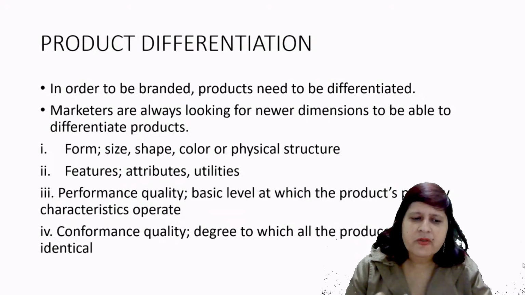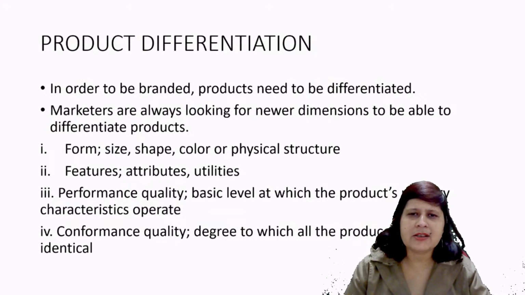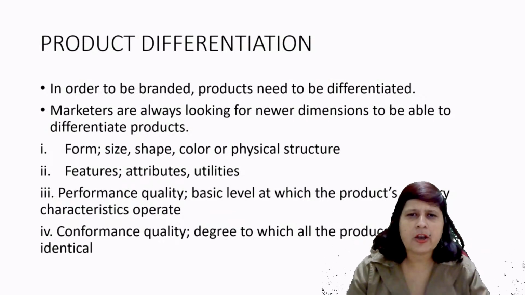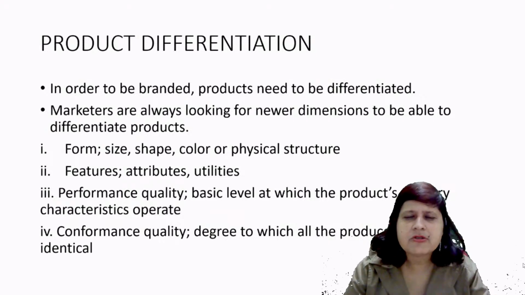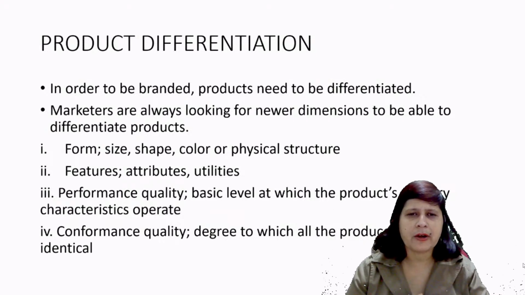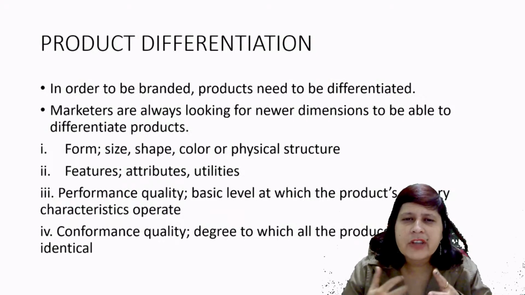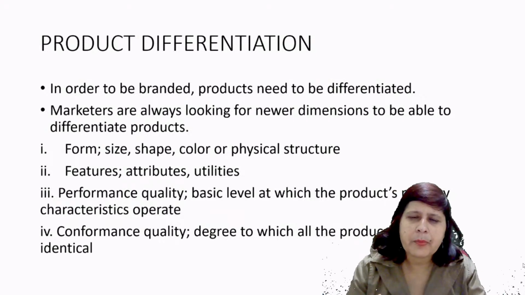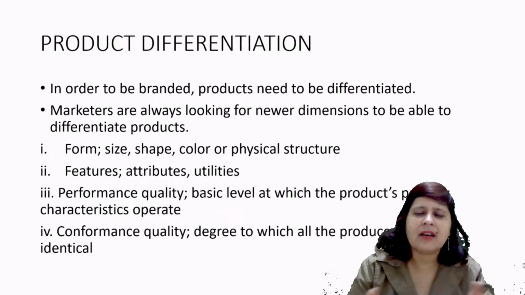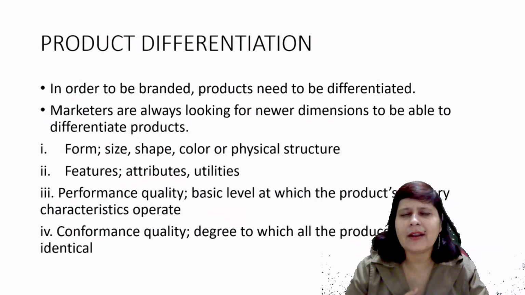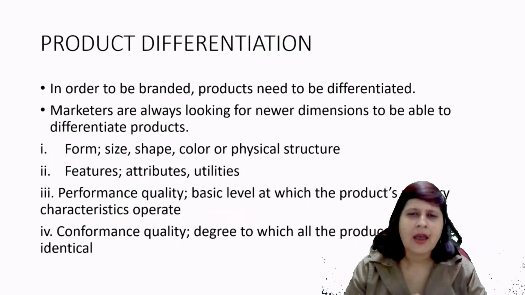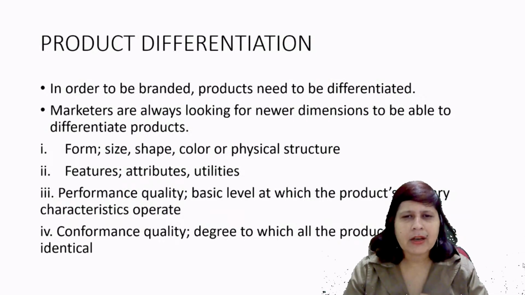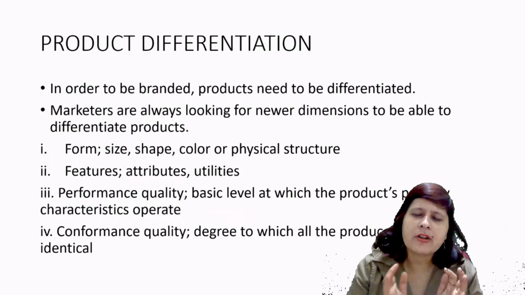It could be on the basis of feature, attribute, utilities, what all features your product has. What is the utility of your product? What are the characteristics or attributes of your product? It could be on the basis of performance quality, right? That your product performs better than others' products. What is the performance quality? Like mileage, you might have seen the ad of Maruti, kitna deti hai mileage, right? So you differentiate your product on the basis of mileage.